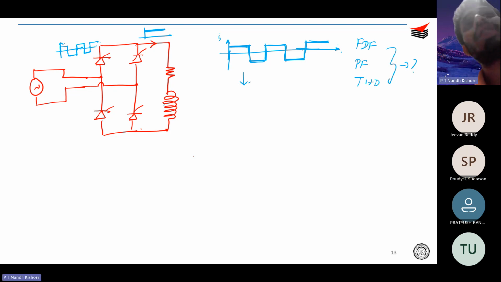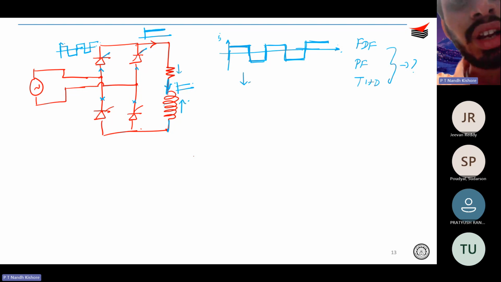Yes, I agree with you. It should change with your firing angle. The current through these thyristors will change. That is agreed. But the point is, if you consider purely the load side, this inductor current should be constant, correct? Let's say you assume a very large inductor. This is very small and this is very large. So the inductor will try to draw a constant current somehow. Agreed?